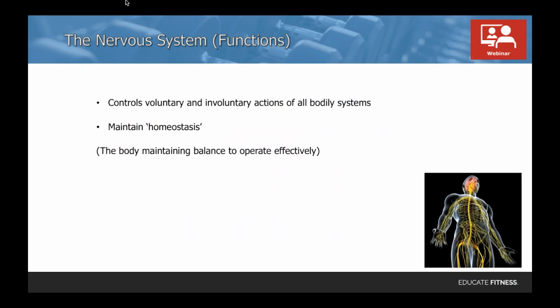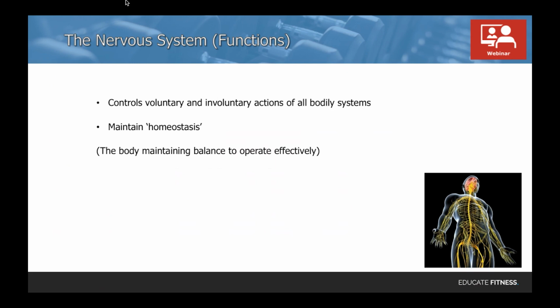So the nervous system as a whole will control voluntary and involuntary actions of all bodily systems. So it's going to control those voluntary actions through the somatic nervous system branch, and it's going to cause involuntary actions of the bodily systems through the autonomic nervous system branch.